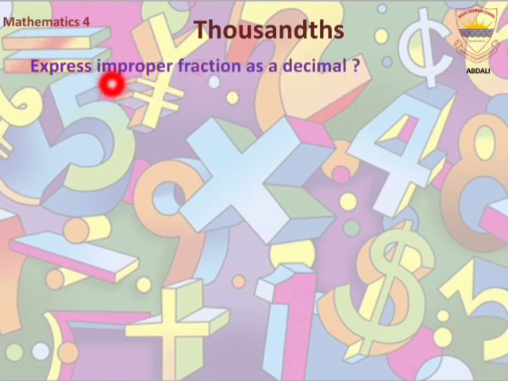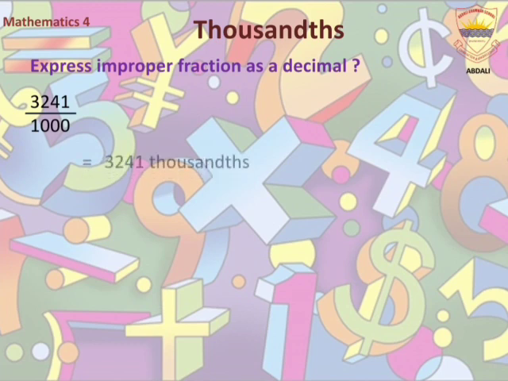Our question number 3 is express the improper fraction as a decimal. Here our improper fraction is 3241 by 1000. Student, at the numerator place 3241 is greater than our denominator 1000, so it's an improper fraction.